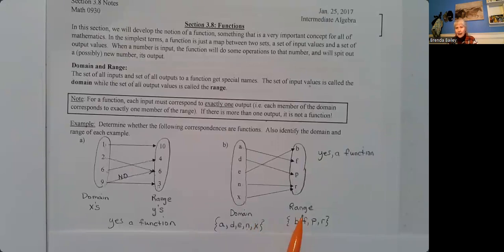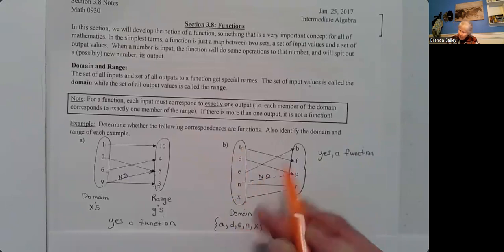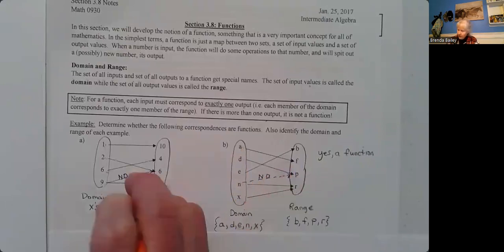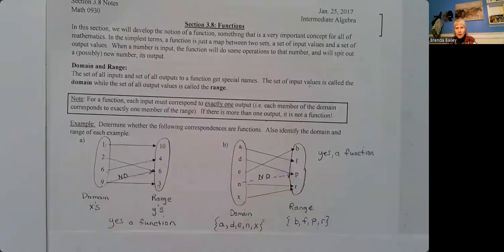If I wanted to make this a no, one of these would have to go to another one. Like, let's say the N would have to go to the P as well as the R. Now it's a no. You know, probably should have dashed that. That's all right. Okay. Because now the N goes to two different ones, and they all must go to just one over here.